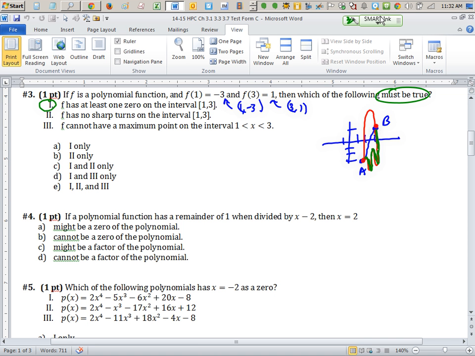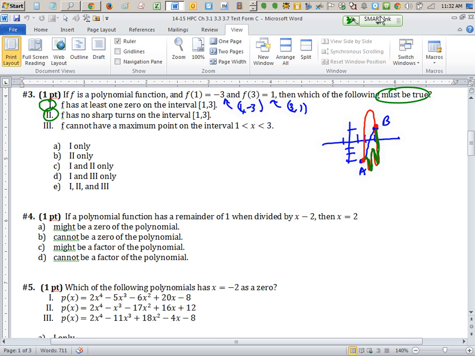No sharp turns. That's not really true for all graphs, but it's true for polynomials. So this is a key word right here. Polynomials are always smooth and don't have sharp turns. So Roman numeral 2 must be true if it really is a polynomial, like it says.